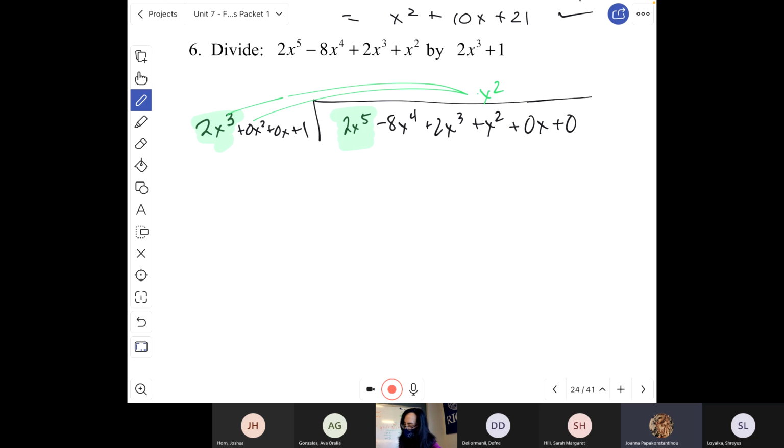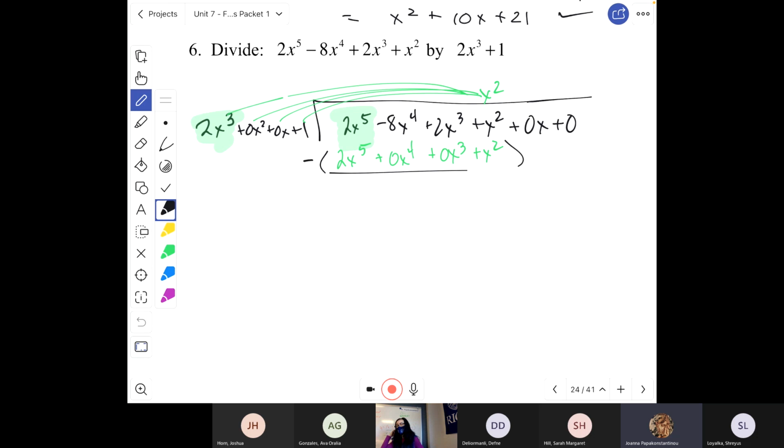Then I'm going to distribute, multiply. So 2x cubed times x squared is 2x to the 5th, x squared times 0x squared is 0x to the 4th, plus 0x cubed plus x squared. All I did is multiply. Now I'm reminding myself that I'm subtracting each of those terms that I just found from their like terms in the original dividend. Let's do the subtraction.